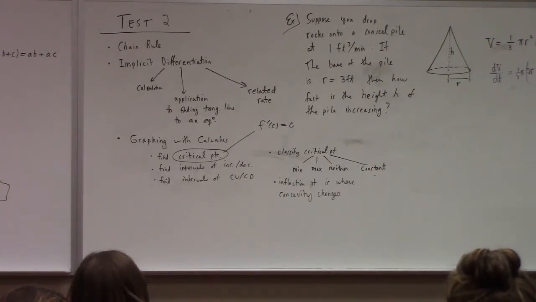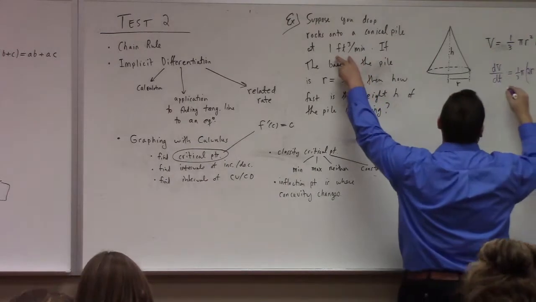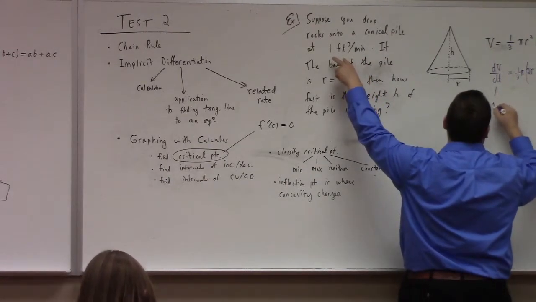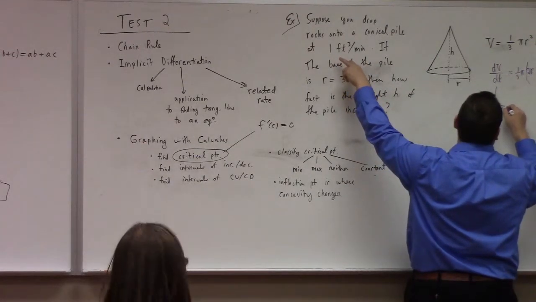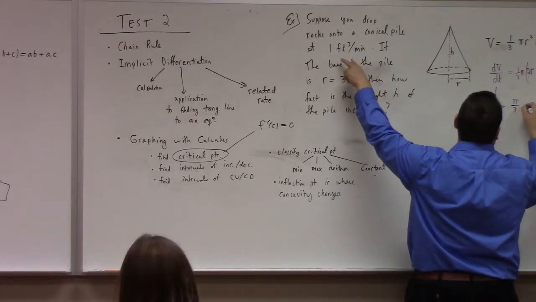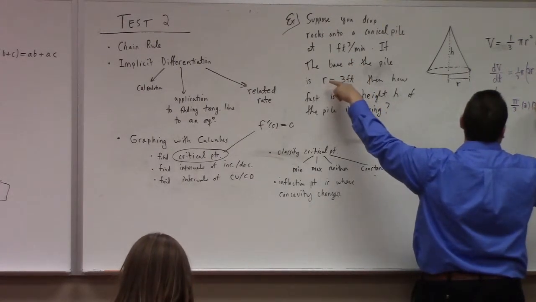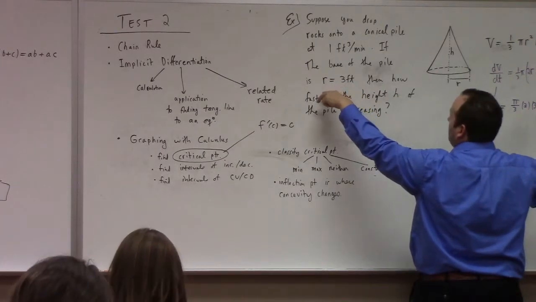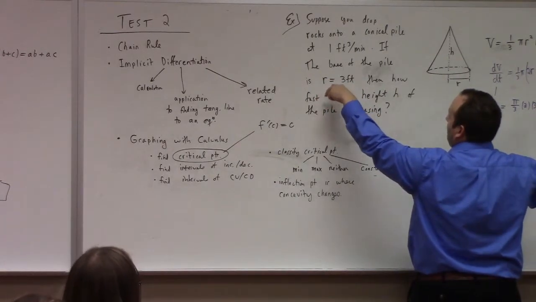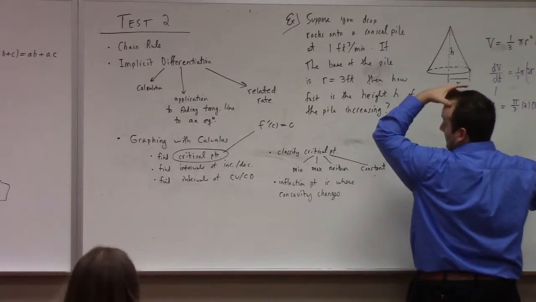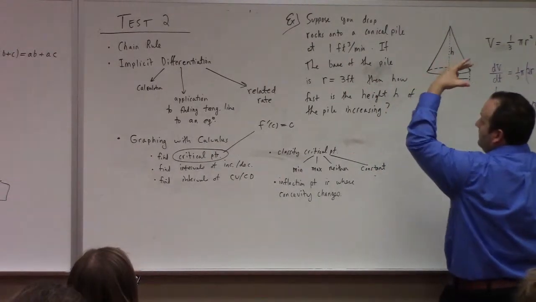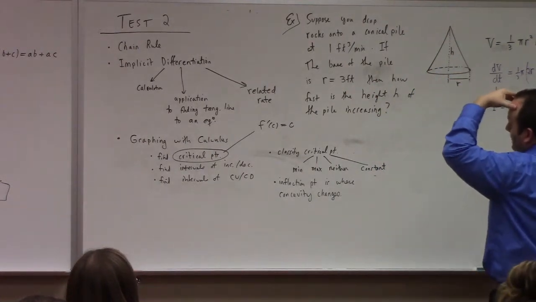Now we can put in what we're given, right? dV dt is what? That's 1 cubic foot per minute. So pi over 3 times 2 times what? r was 3. What's dr dt? Oh no! I didn't tell you. Oh man!